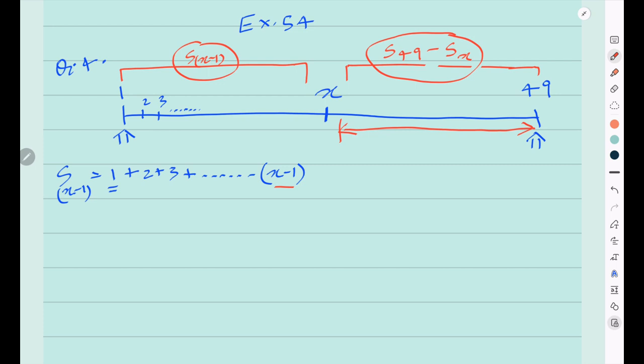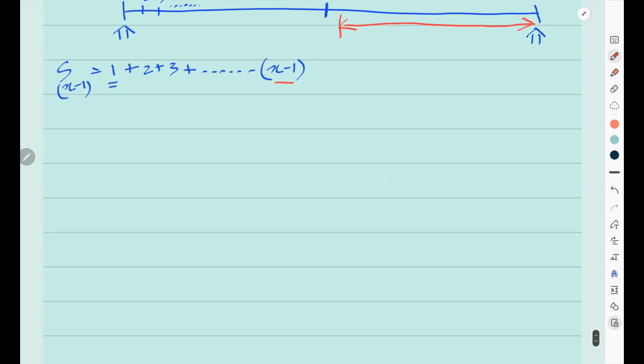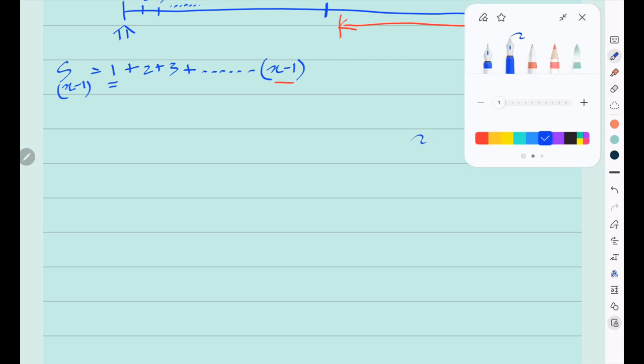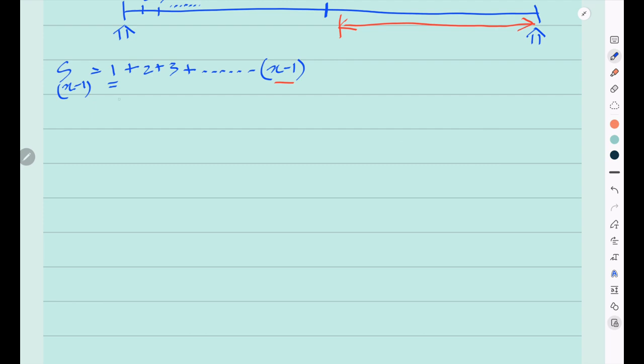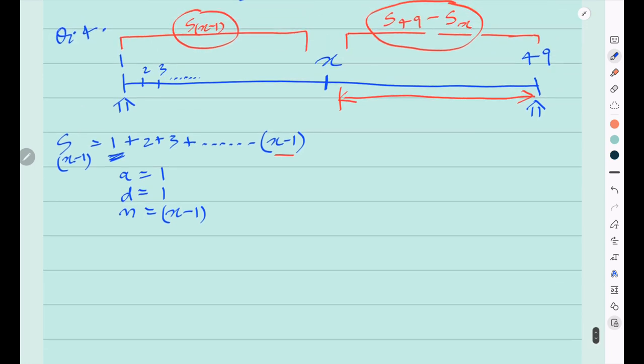So how many terms are there? Let us try to apply the formula here. The first term is 1, isn't it? And what is the common difference? Obviously it is 1 everywhere. And what is the number of terms? It is x minus 1 terms, because it is from 1 to x minus 1, not up to x.